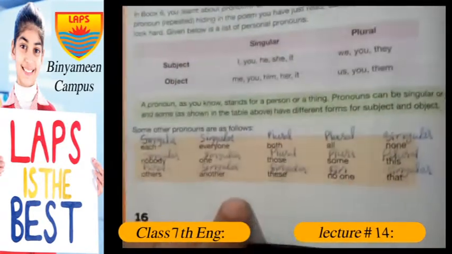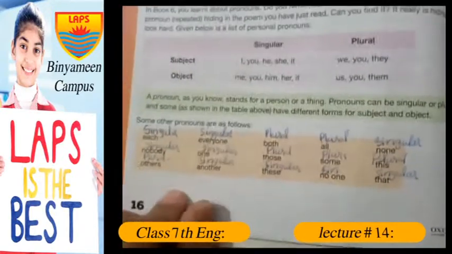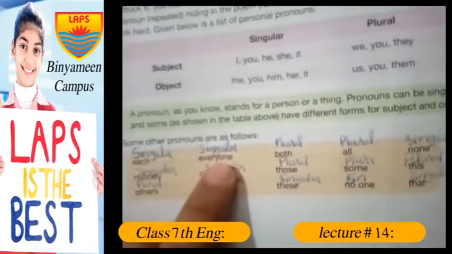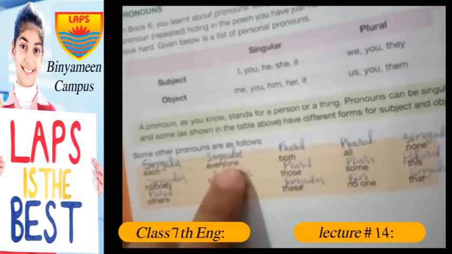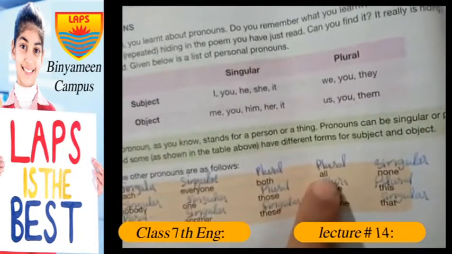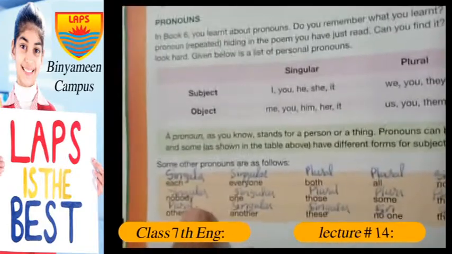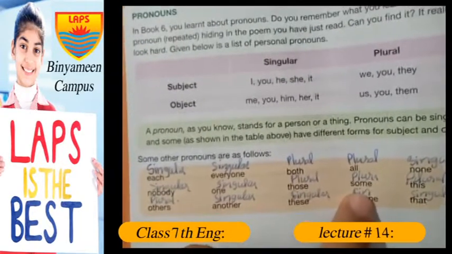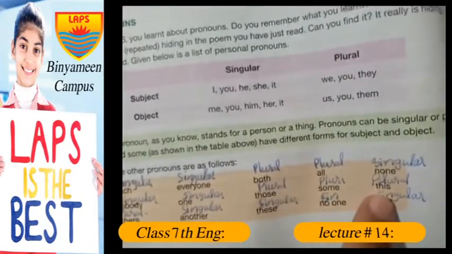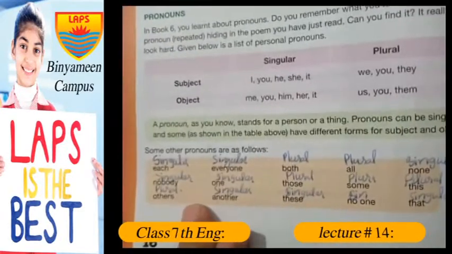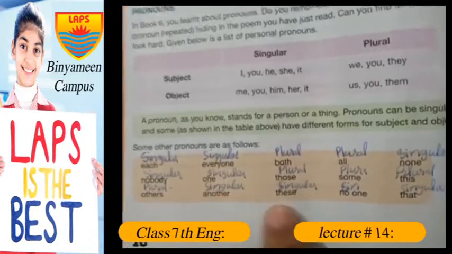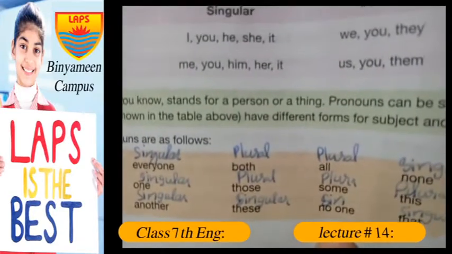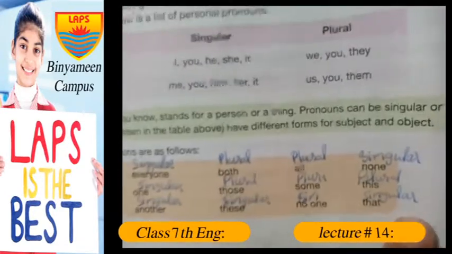We are given this activity, we have to find which pronouns are singular and which of them are plural. Like the first one here is each, it's singular. Everyone is singular. And again, both is plural, all is plural, none is singular, and nobody is singular, one is singular, those is plural, some is also plural, and this is plural, other is plural, and another is singular, and these is singular too. No one is singular, and that is singular too.